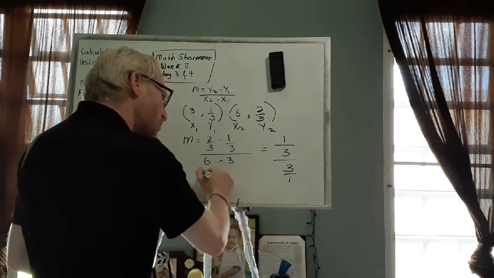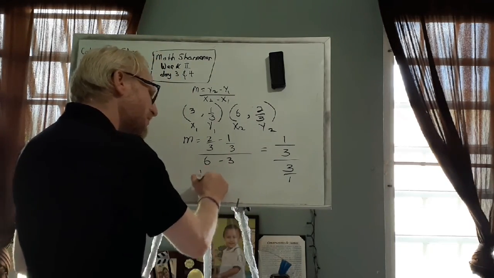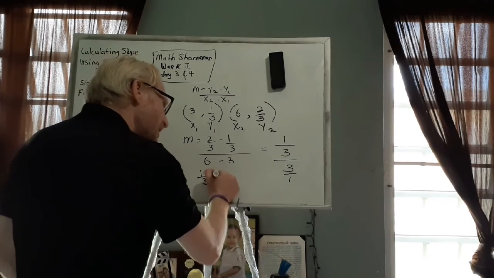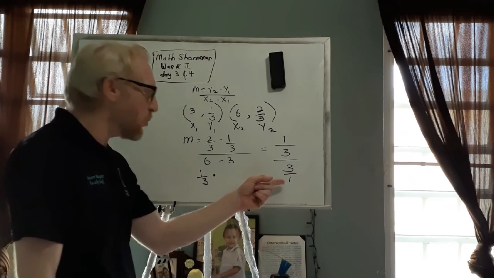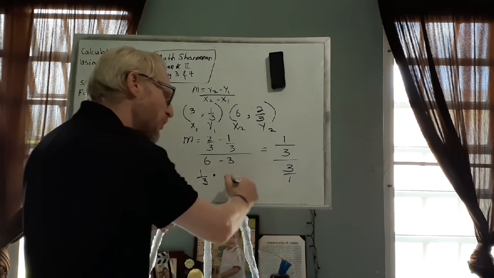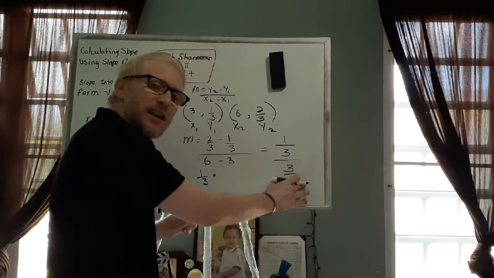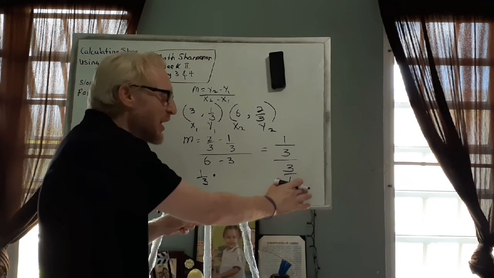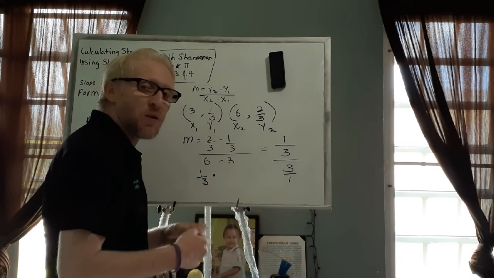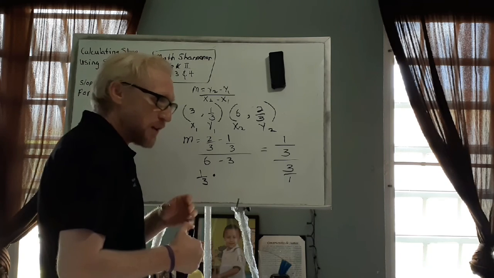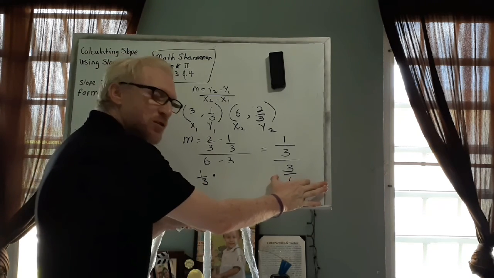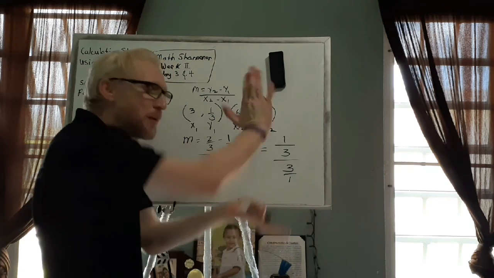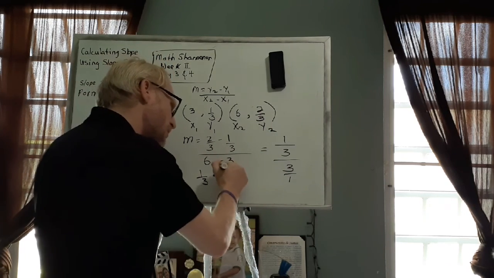So what you're going to do is rewrite this as 1/3 times, but instead of writing 3/1, we take the 3/1 and flip it upside down and write it as 1/3. I want you to pay close attention to this, especially 9th grade geometry, because I know that they do this in Algebra 1. So you take this 3/1 and flip it upside down into 1/3. So it's going to be 1/3.